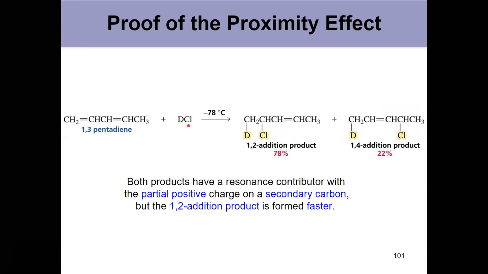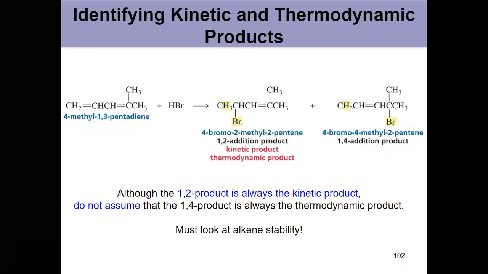Still two resonance contributors, but the 1,2 addition is formed faster because of the proximity effect. Make sure you have that jotted down as well. Why is the kinetic product the kinetic product? Because of the proximity effect, the 1,2 being closer together.